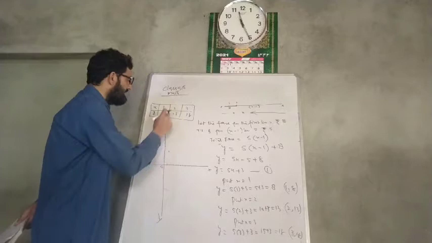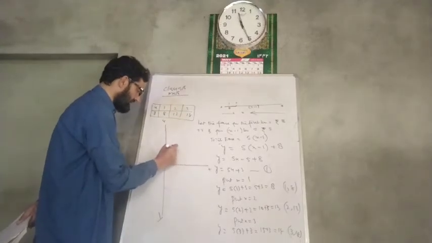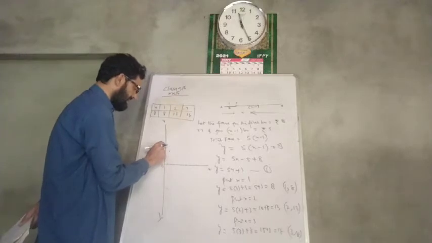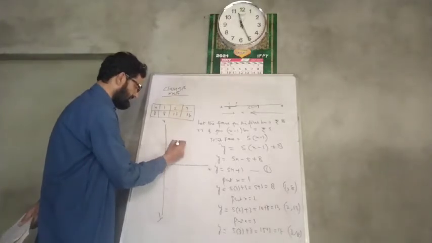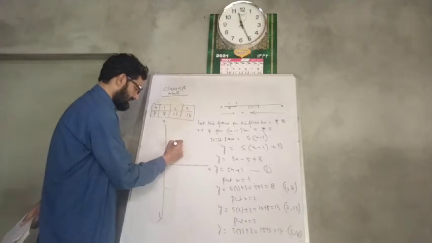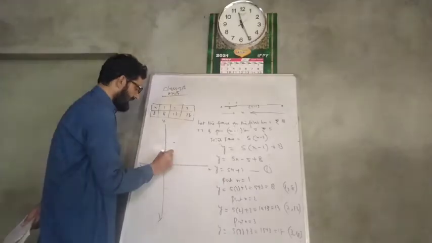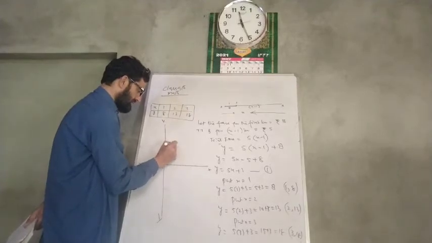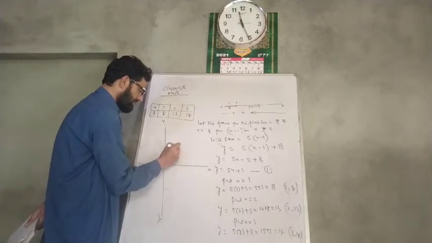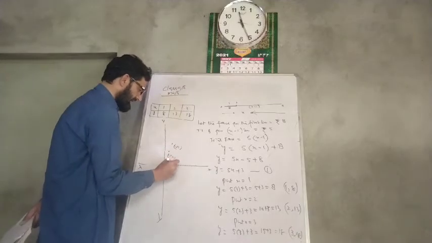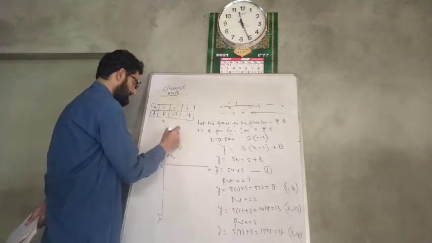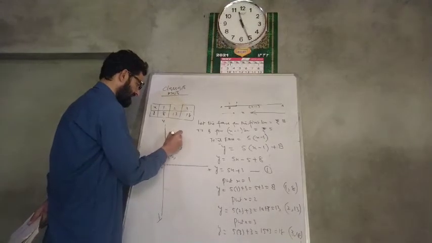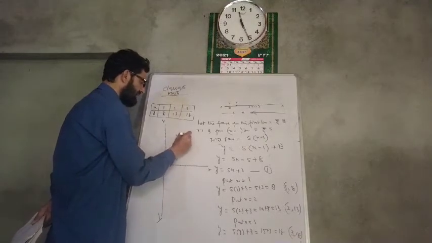This is 1, 8. Then 2, 2 is here, then 13: 1, 2, 3, 4, 5, 6, 7, 8, 9, 10, 11, 12, 13. 13 is here. This is 1, 8. This is 2, 13. Then 3, 18. 3 is here and 18: 15, 16, 17, 18. 18 is here. So this is 3, 18.